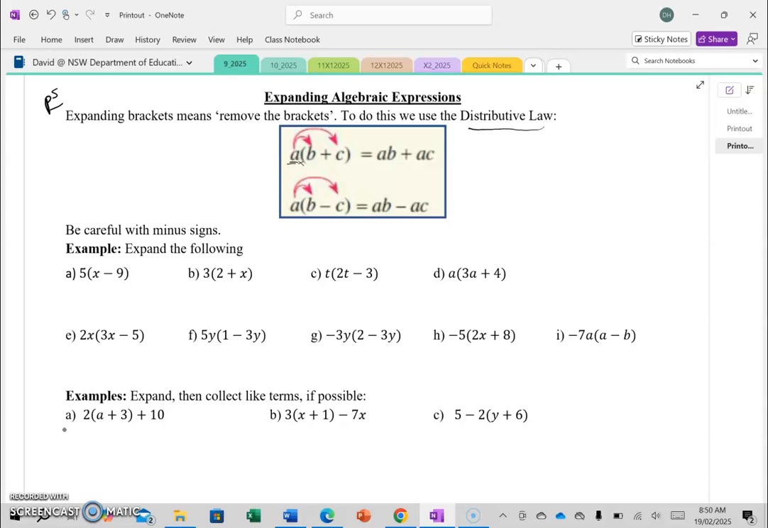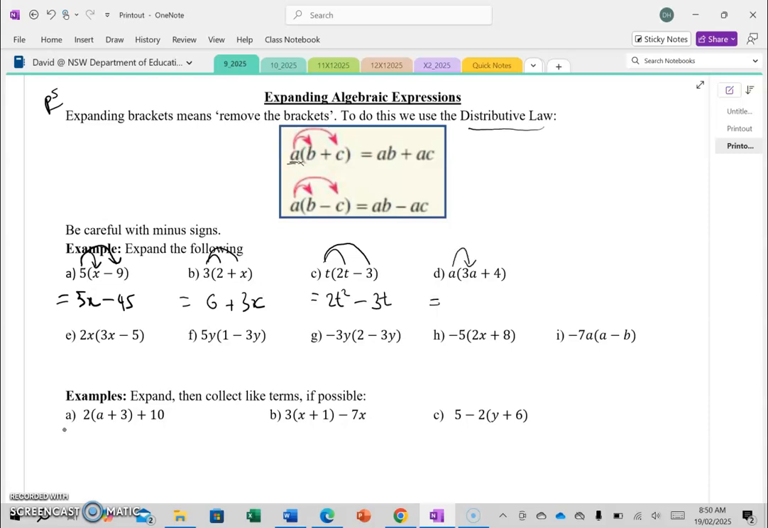So the expansion here, you get this result, and if there's a negative in the middle, we get a negative in that position there. Okay, just be careful with negative or minus signs. Alright, so first question there, expanding, that'll be 5x, and then the second bit, make sure you times it, it's going to be minus 45. 2 times 3 is 6, 3 times x is 3x. This one here, 2t times t becomes 2t squared, and then we're doing 3 times t, which is 3t.